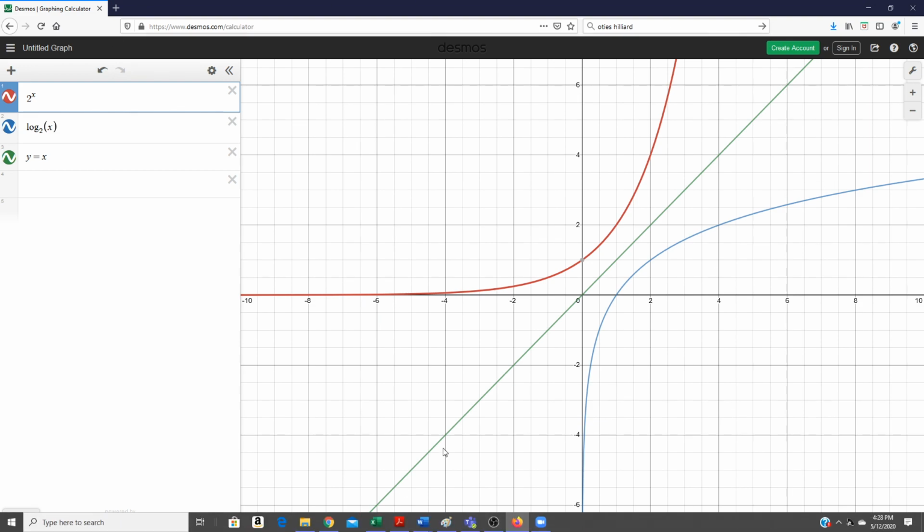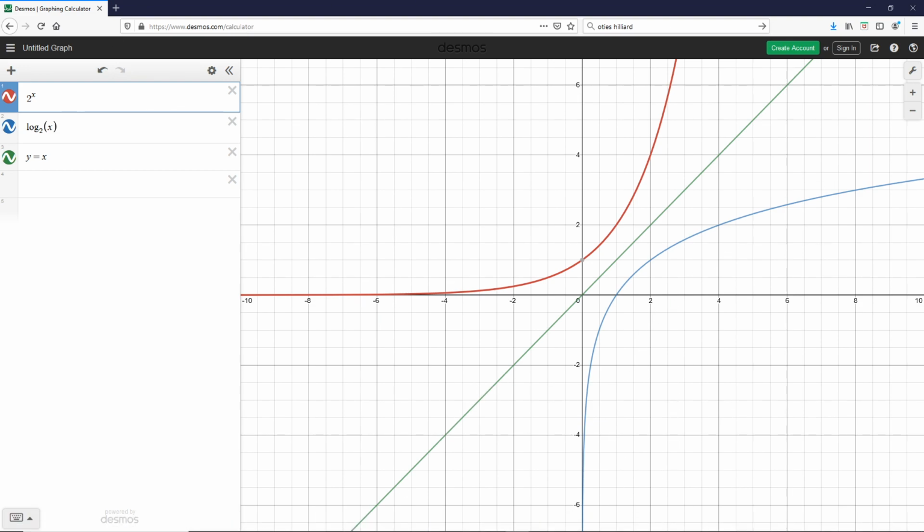So in blue is the one we just graphed. What was that? Log base 2 of x. Now, what about the inverse of this function? What about the graph of 2 to the x? That's the one we have in red here.